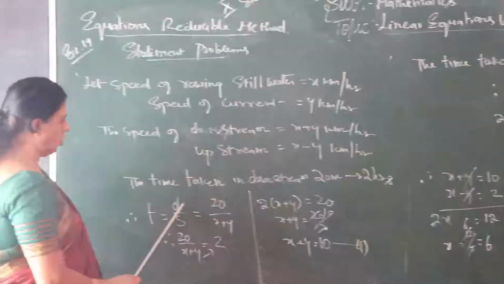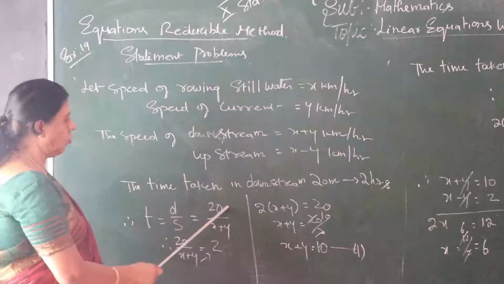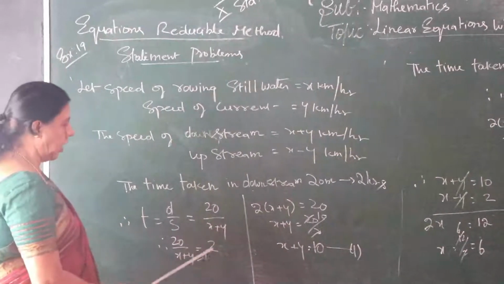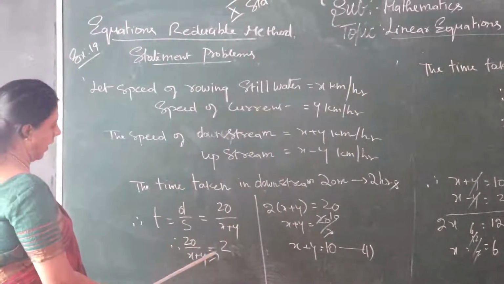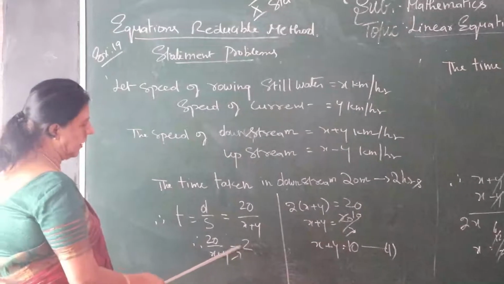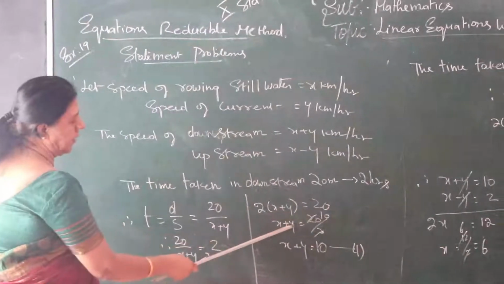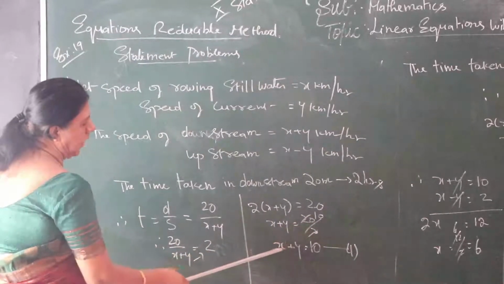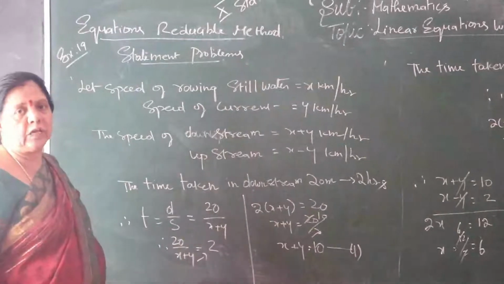Here t is equal to d by s. So the same thing: distance by speed is equal to 20 by x plus y. In how many hours? 2 hours. 20 by x plus y is equal to 2. By cross multiplication, 2 of x plus y is equal to 20. x plus y is equal to 20 by 2. x plus y is equal to 10. This is the first equation.